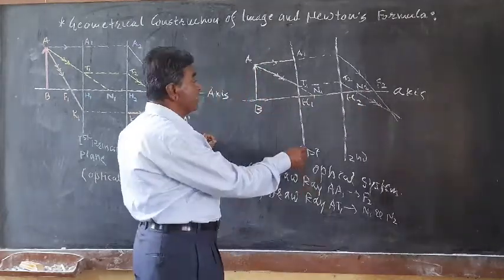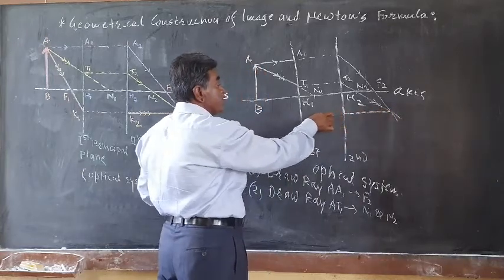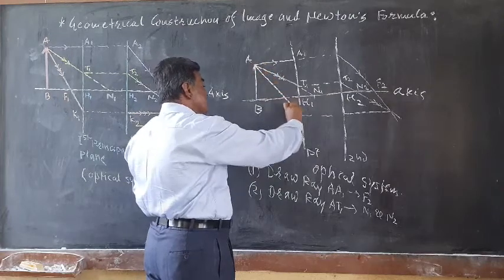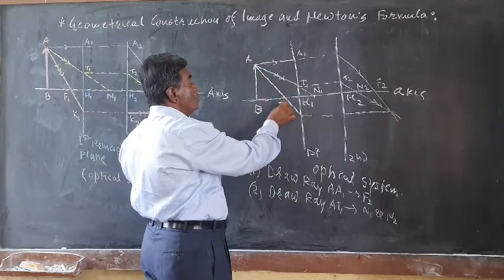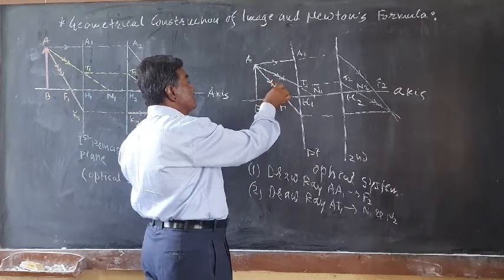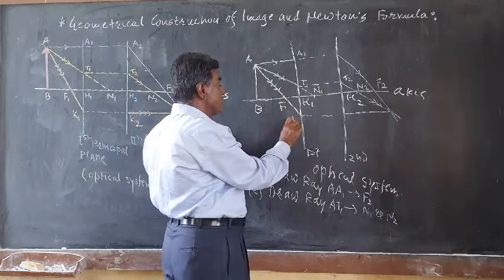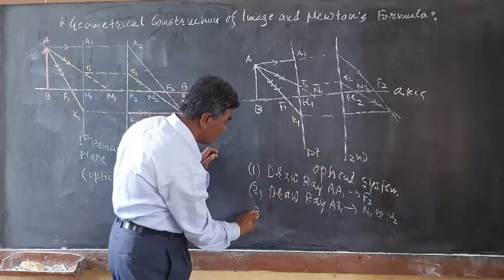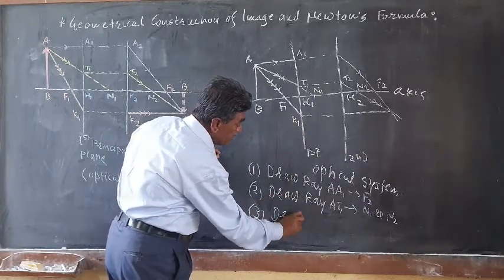Now draw the third ray, which is passing through the first focal point, that is F1. The third ray is indicated by the three arrows here, and after refraction it will be incident at this point, that is K1. So we have considered the third ray.